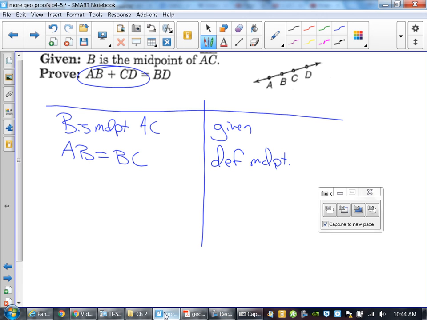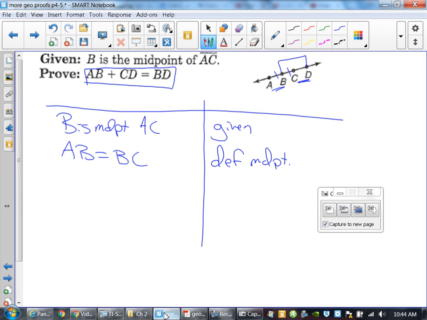All right. So, we now have AB equals BC. That's all I can get out of that midpoint. What I need to do now is go to my diagram and mark it, AB and BC. I put the tick marks in. I now have to take a guess as to what I need to figure out. So I look ahead to what I have to prove. The proof wants me to say AB and CD is BD. So it wants me to say that AB and CD is this whole segment here.